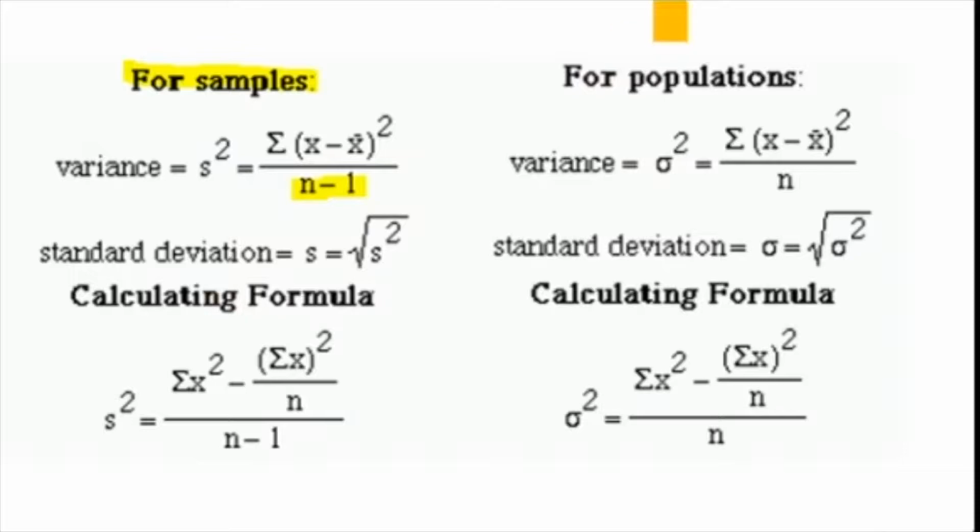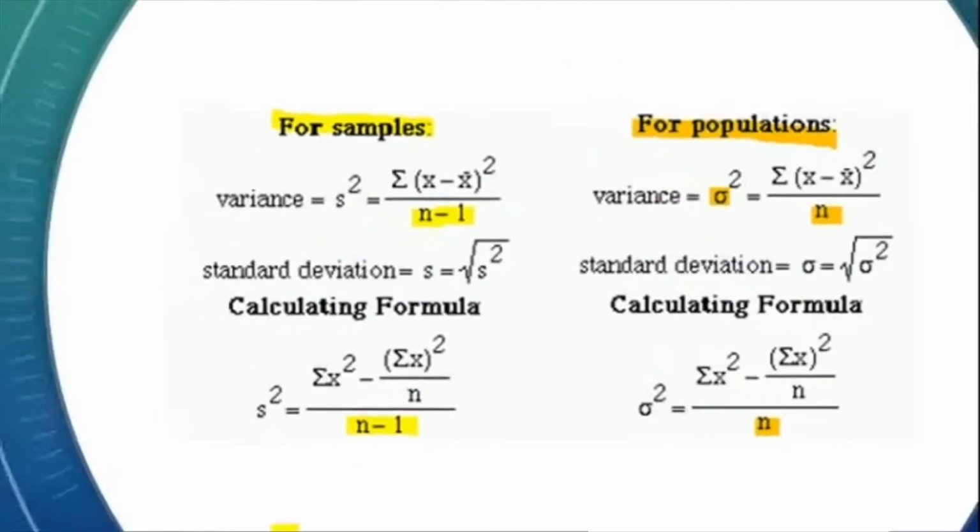The biggest difference here is for populations: I change my letter from S to sigma. S for sample, sigma, that's our Greek letter, and notice over here it is n. So for populations we've got n. The standard deviation is the same formula, only instead of using S, we're using Greek sigma. I'm going to use n-1 in the formula for samples, and for populations, I'm going to use n.